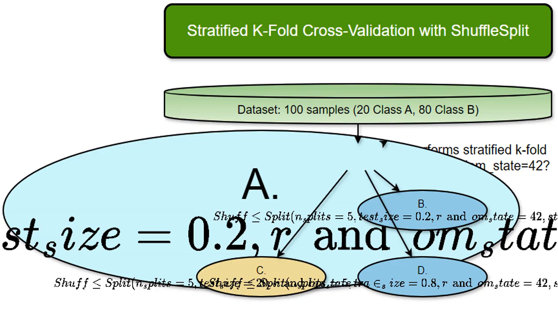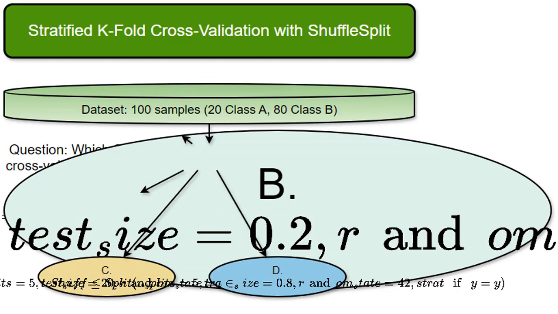This option tries to do 5 splits, with 20% of the data for testing each time. The random_state makes the process repeatable. However, stratify equals None means that the split isn't stratified. I have no guarantee that the proportions of Class A and Class B will be preserved in each test set. This is a problem.